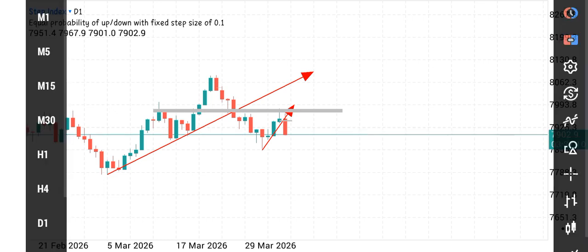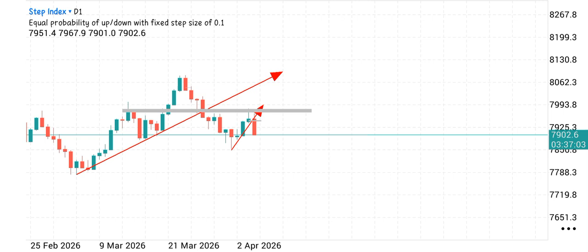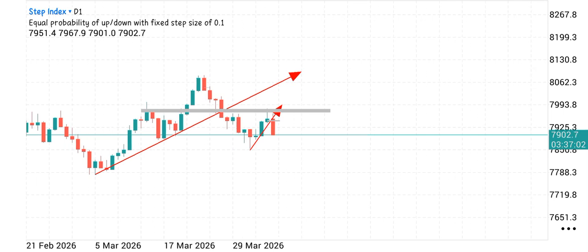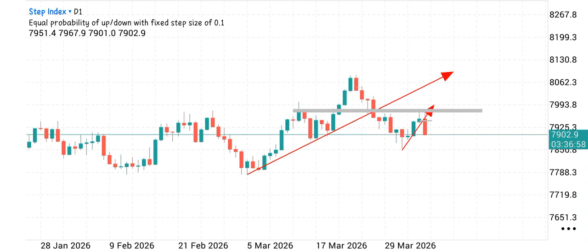Okay, I want to do a breakdown on step index from a daily time frame perspective for anyone who is actually trying to be an intraday trader. So we'll be focusing on just the daily time frame for our direction. Now let's work within that range and let's see what we can do with that.